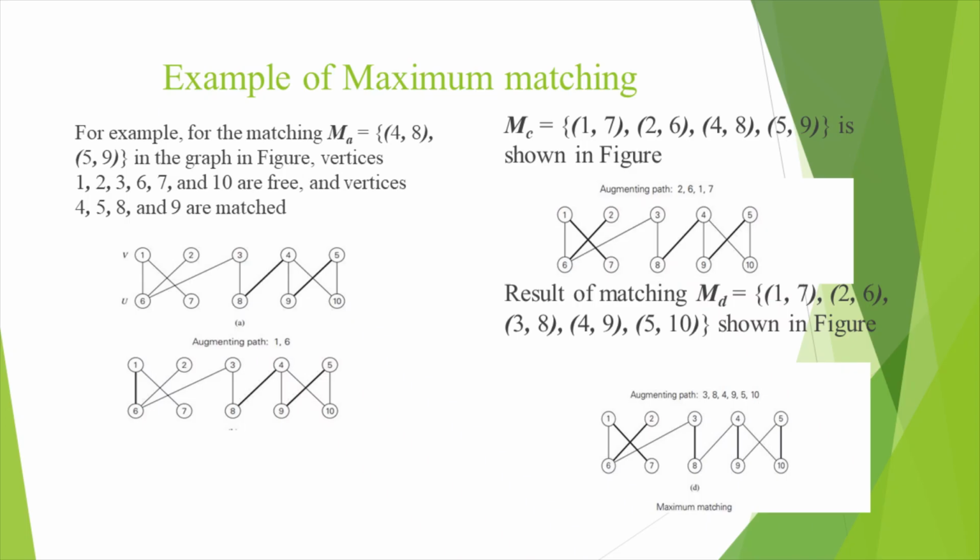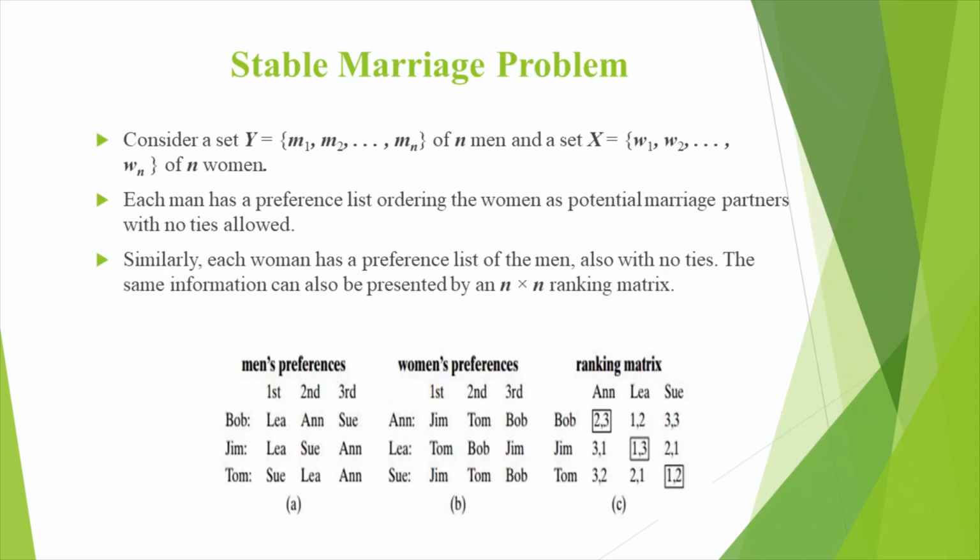The next method of iterative improvement is the stable marriage problem. The stable marriage problem is a classic problem that deals with finding a stable matching between two equally sized sets of entities given their preferences for each other.